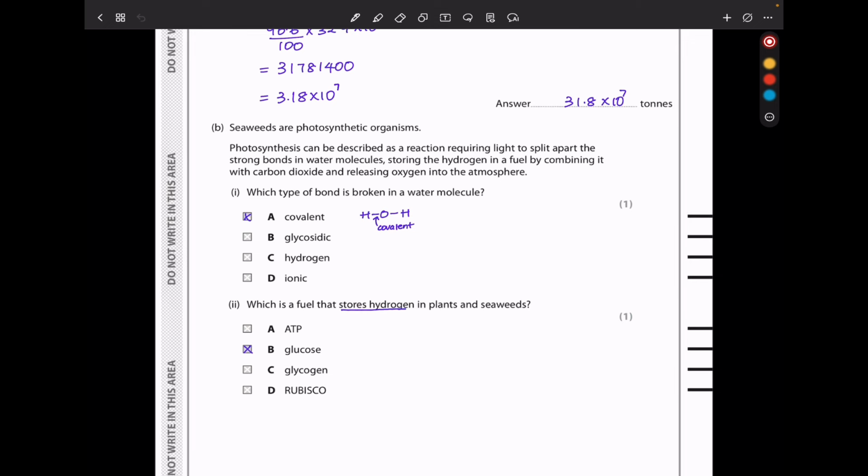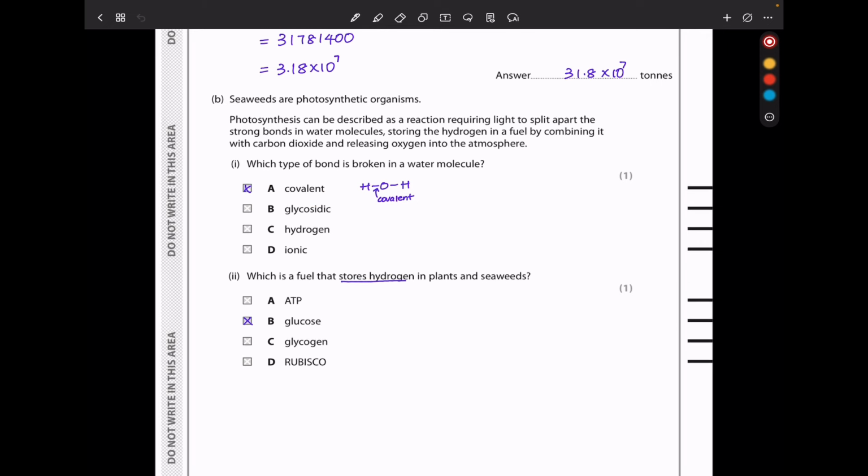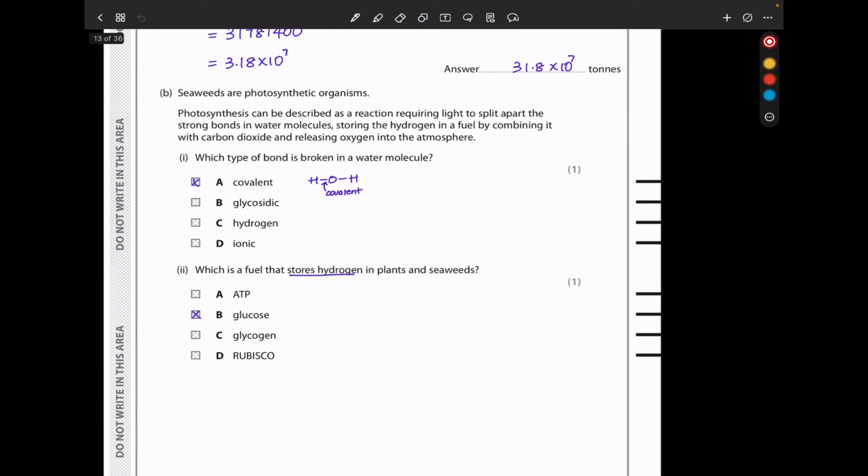Which type of bond is broken in the water molecule? This is going to be the covalent bond. So the answer is A, which is a fuel that stores hydrogen in plants and seaweeds. That is going to be glucose.